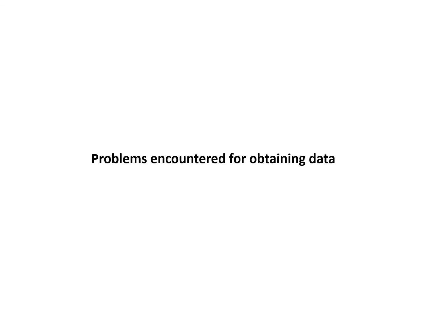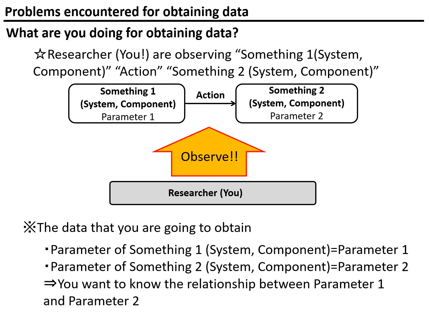Okay, now I'm going to talk about problems encountered for obtaining data. So far, I have explained how you may determine a problem which you are going to solve through your research activity, a problem which is included in your research theme. But what I'm going to talk about here is the problems encountered in your activity for obtaining data, such as experiments or investigations.